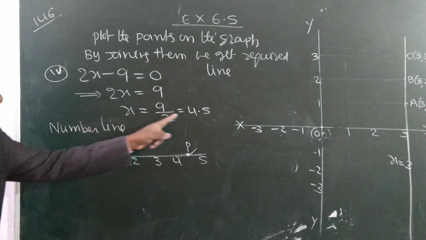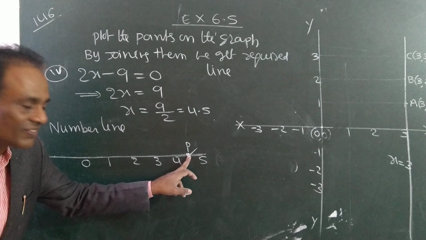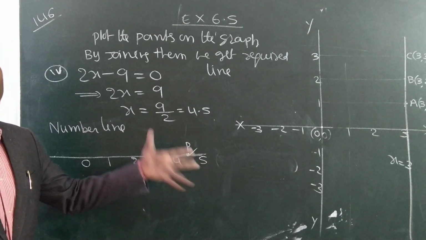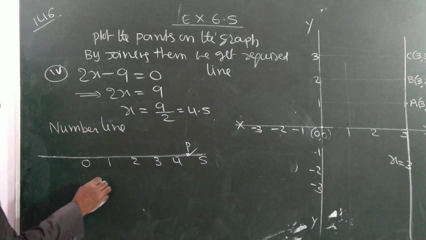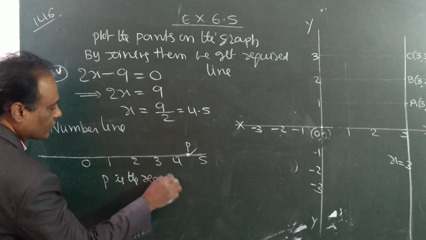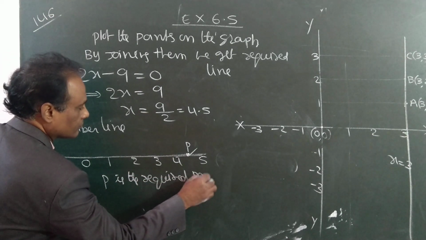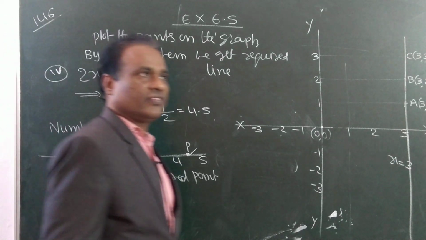Which value do we have to take? 4.5 will be in between 4 and 5, so this is somewhere approximately. P is the required point, that's all.